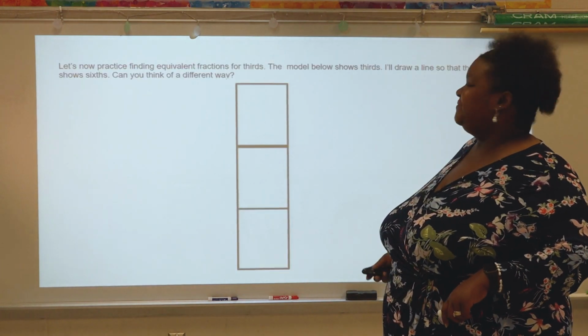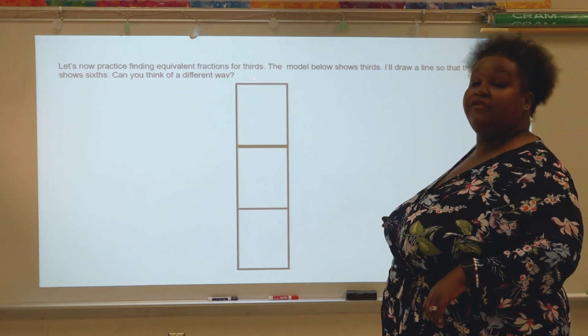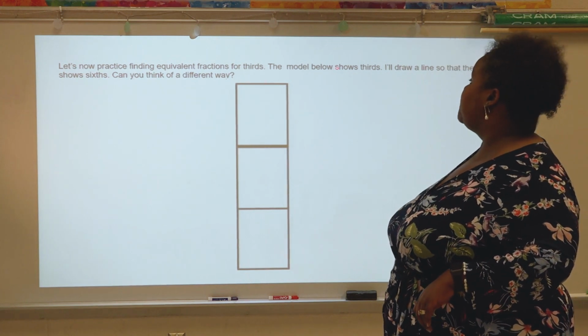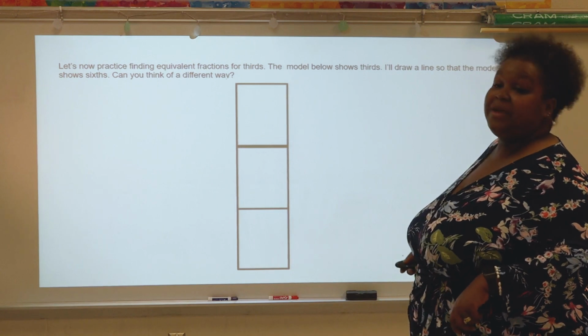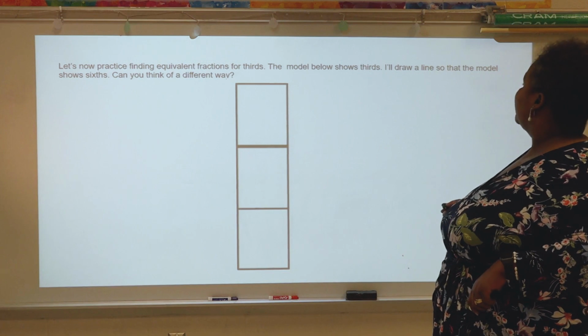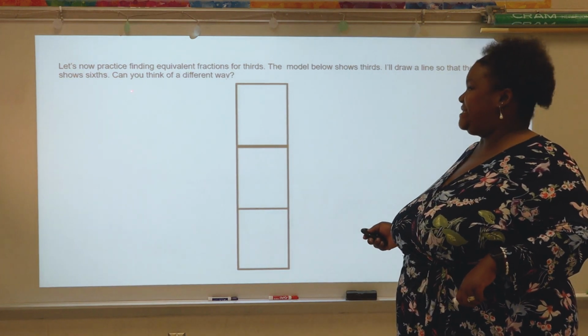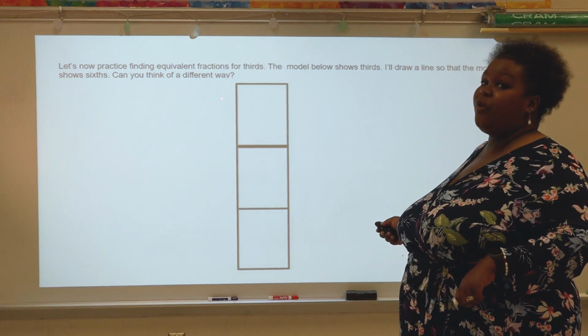Let's keep learning. Let's now practice finding equivalent fractions for thirds. The model below shows thirds. Let me check. 1, 2, 3. I'll draw a line so that the model shows sixths. Can you think of a different way?